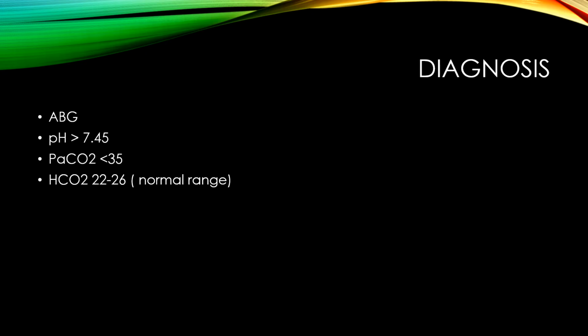So how are we going to diagnose this? We're going to look at our ABGs. So we talked about a few of the signs and symptoms just a second ago, but mainly we're going to focus on our ABGs. And if we have a pH that is greater than 7.45, we know that we are alkalotic. If our PCO2 is less than 35, then we know it's a respiratory problem. So we have respiratory alkalosis. And when we look at our bicarb, it usually has not changed at this point. It's going to be normal because the kidneys have not had time to actually compensate. So we're going to be within that 22 to 26 normal range.